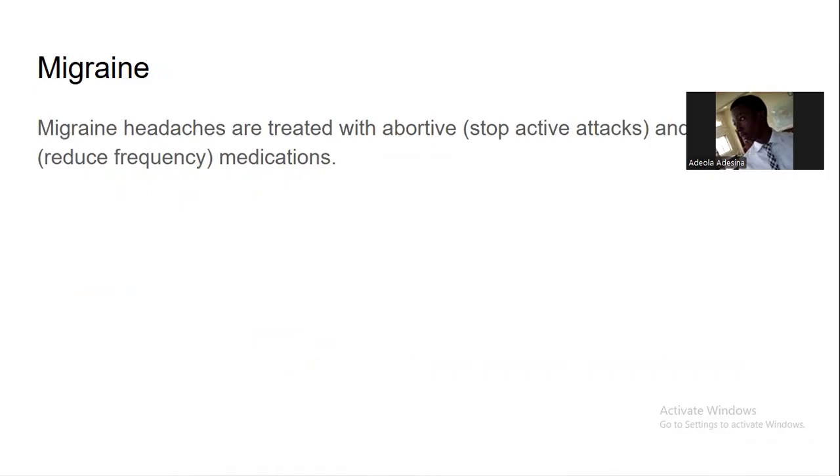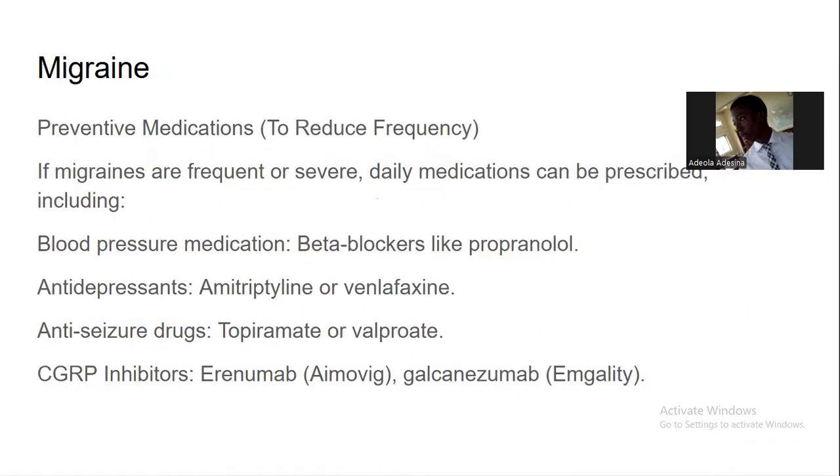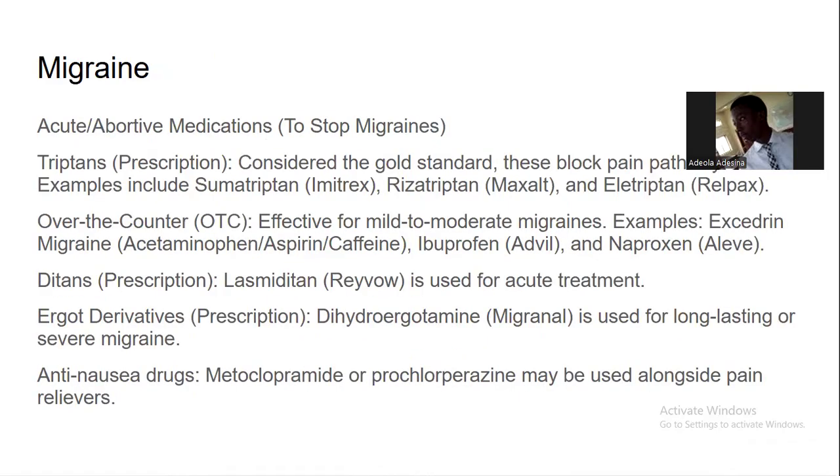Then finally, to migraine now, the very, very tough headaches at the side of the head. We have two kinds of treatment. We have the abortive treatment and we have the preventive treatment for migraine. So to cure migraine or to abort migraine, we use the triptans, like sumatriptan, rizatriptan. Number two, we have OTC medications like Excedrin. We can also use combinations of acetaminophen, aspirin, and caffeine. You can also use ibuprofen or naproxen.